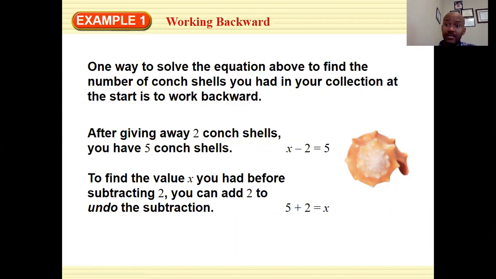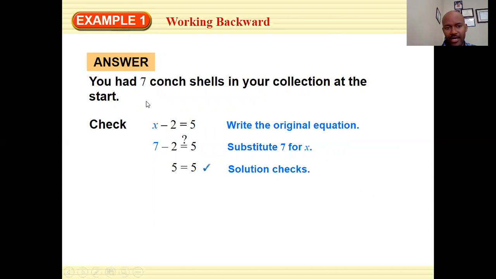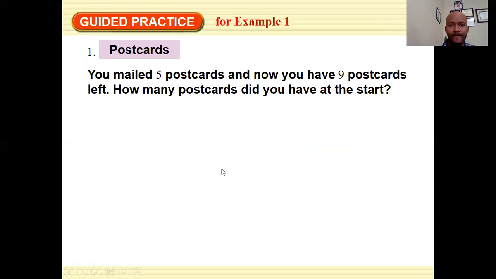If you have a subtraction equation, you're going to use inverse operation to undo the subtraction, and that will help you find the answer. So working backward means you add 2 to your answer to find what X is. You had 7 conch shells in your collection at the start. To check that, you put 7 where X is to substitute it. Subtract 2, and you see that 5 is on both sides. Your answer is indeed correct.